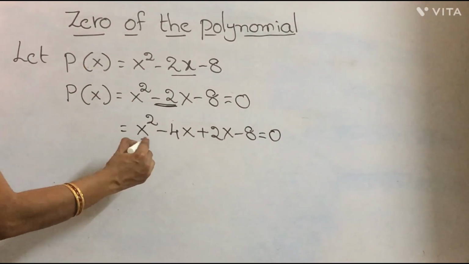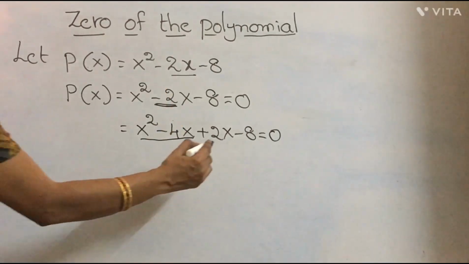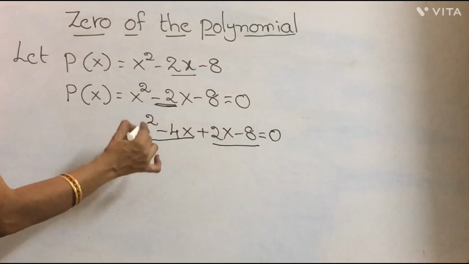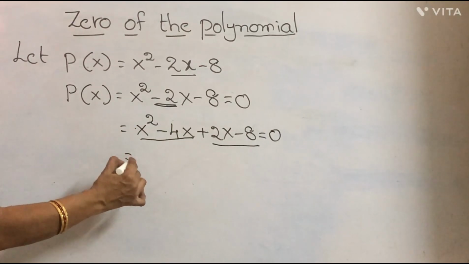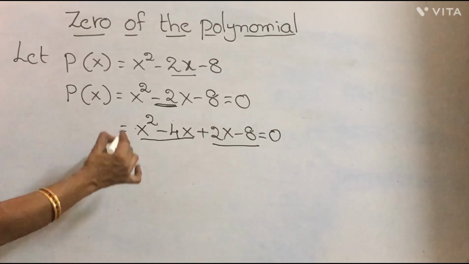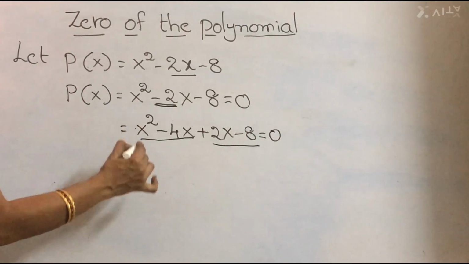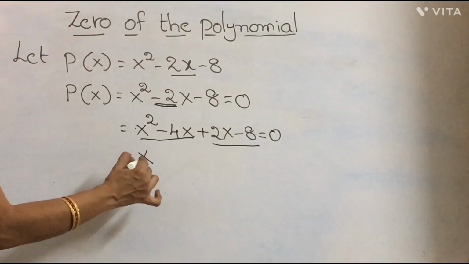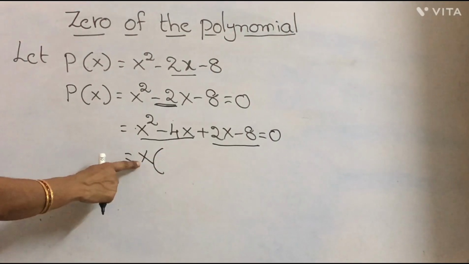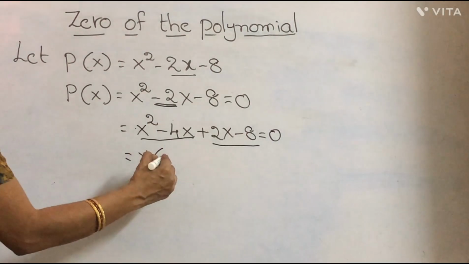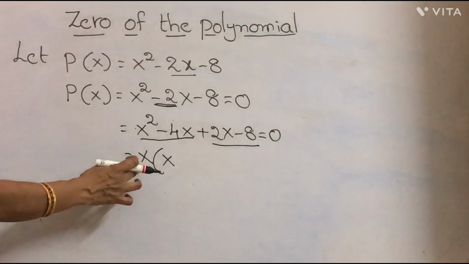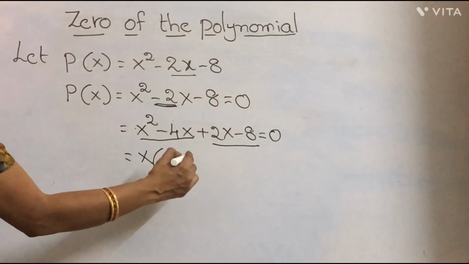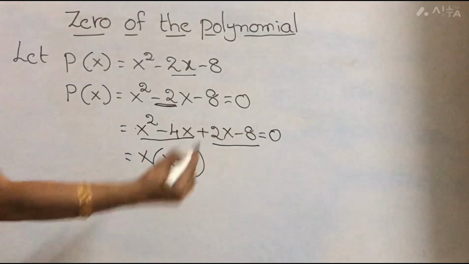Then here these two terms underline. Then these two terms underline. Among these two terms, which is the common term, that you take as common. So here x square, x is there in both the terms. Take x as common. X divides x square, x times. X into x, x square, minus x divides 4x 4 times.